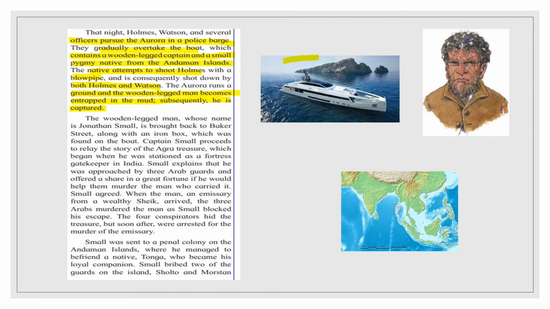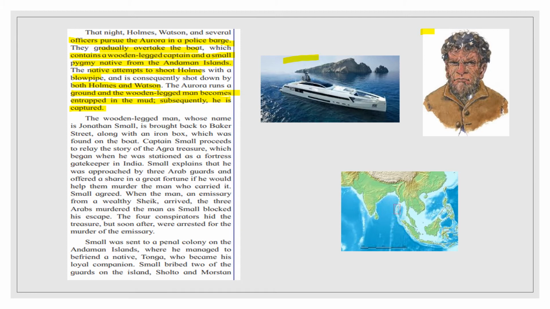They gradually overtake the boat, which contains a wooden-legged man and a small pygmy native from the Andaman Islands. The native tries to shoot Holmes with a blowpipe, however, consequently gets shot down by both Holmes and Watson. The Aura runs aground, and the wooden-legged man becomes entrapped in mud and subsequently gets captured. That wooden-legged man is Jonathan Small. He is brought back to Baker Street along with an iron box which was found on the boat.